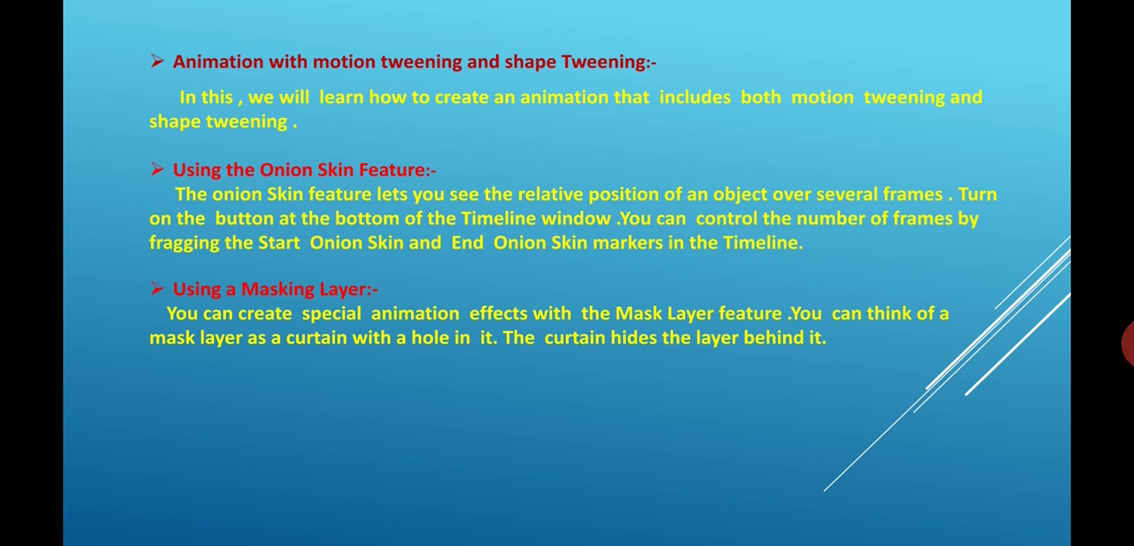Turn on the onion skin feature by clicking the onion skin button at the bottom of the timeline window. You can control the number of frames by dragging the start onion skin and end onion skin markers in the timeline. Now next one is masking.